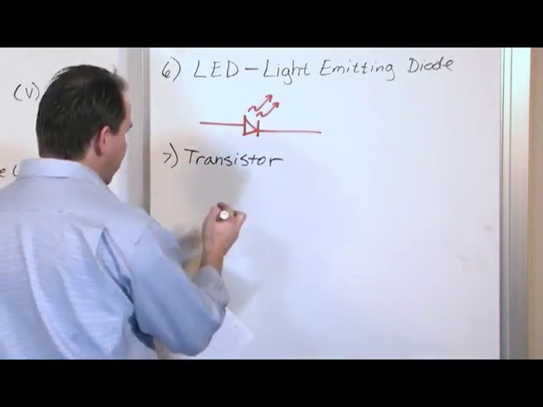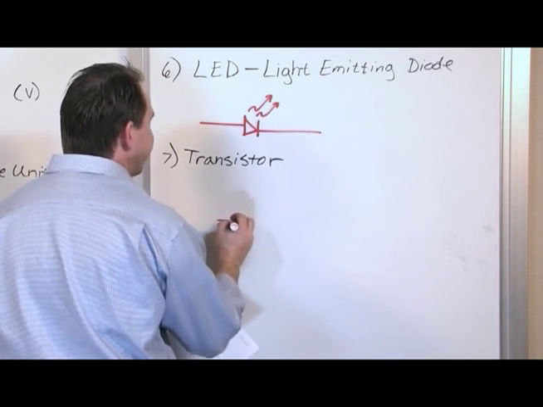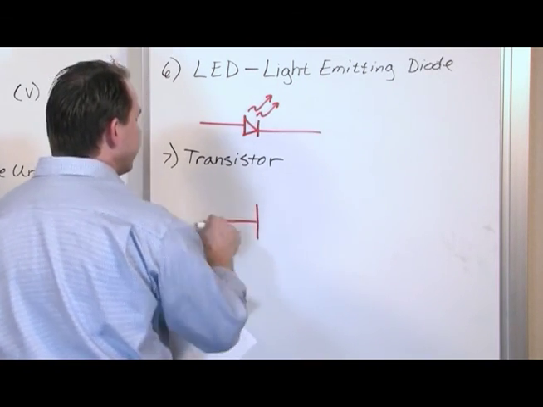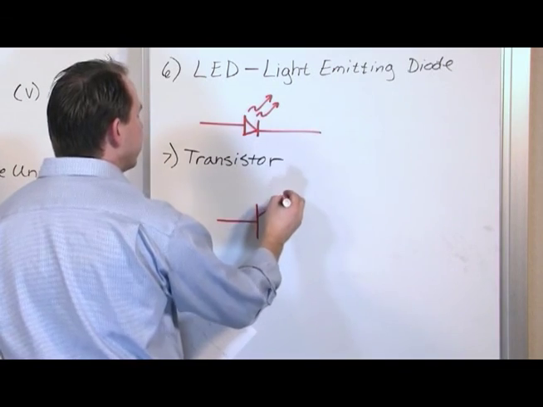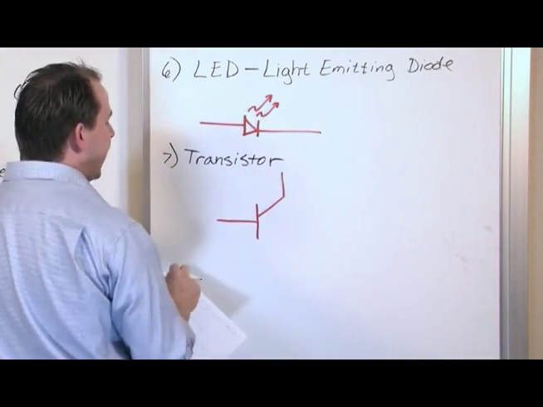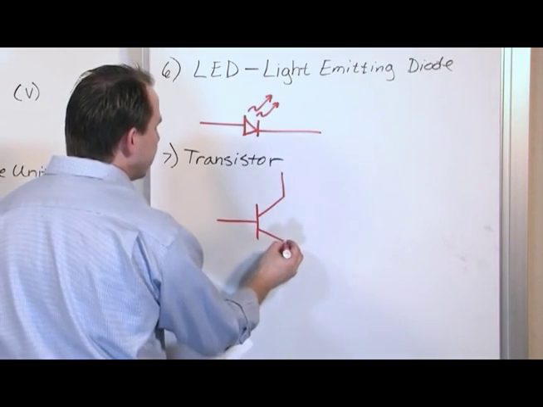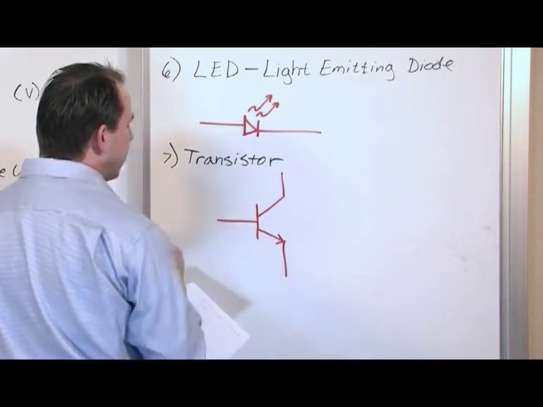But the basic way you draw a transistor is like this. It has 3 terminals. So here's the first wire. Here's sort of like the second wire that kind of comes in at an angle. It's just the way it's drawn. And the third one goes out at an angle, and you have a little arrow here.